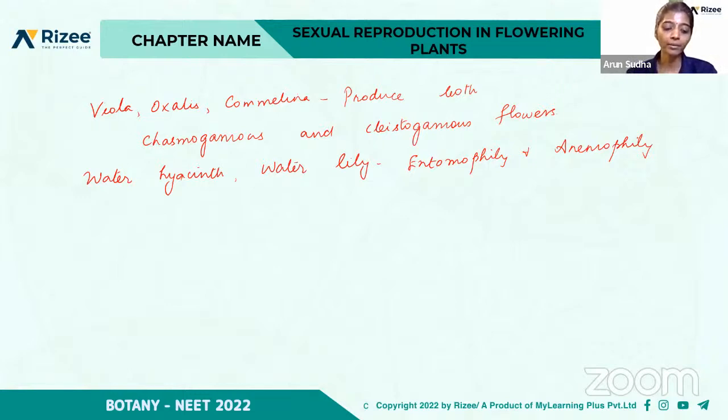Pollination by water actually happens in about 30 genera, mostly monocotyledons. Option B, 30 genera, mostly dicotyledons. Option C, about 10 genera, mostly monocotyledons. Option D, about 10 genera, mostly dicotyledons. So which is the right option? That is option A. Yes, 30 genera, and mostly it is monocot, right? Mostly monocotyledons.